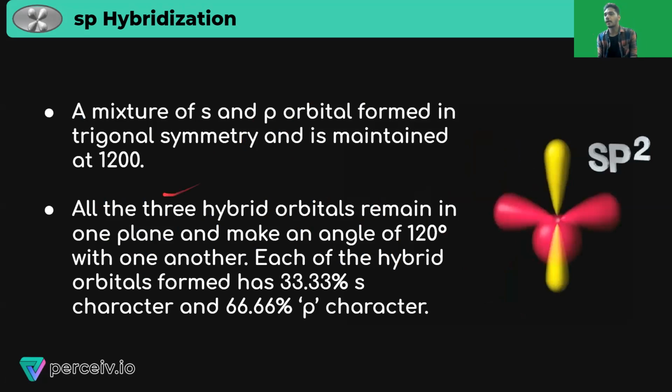All three hybrid orbitals remain in one plane and make an angle of 120 degrees with one another. So each of the hybrid orbitals has 33.33% s character and 66.66% p character. Why so? In sp, there was 50% and 50% of s and p, one and one. Here there are two p orbitals, that's why 66.66% and 33.33%. Have you understood this? Okay, so let's move further.